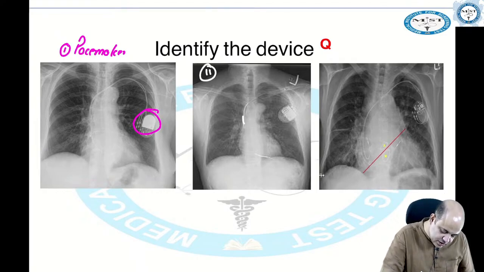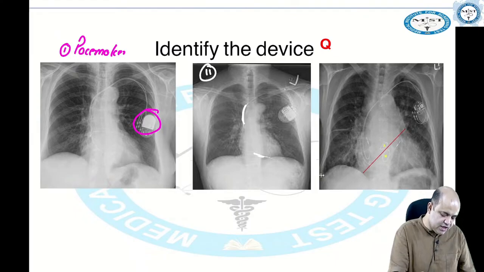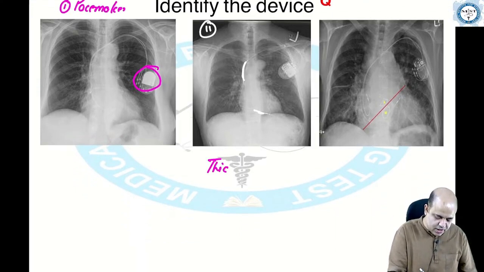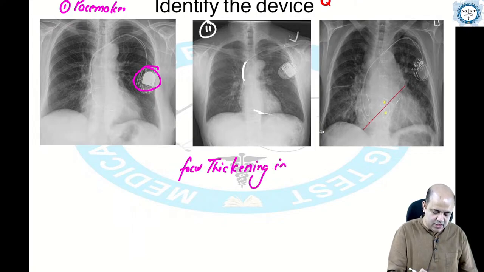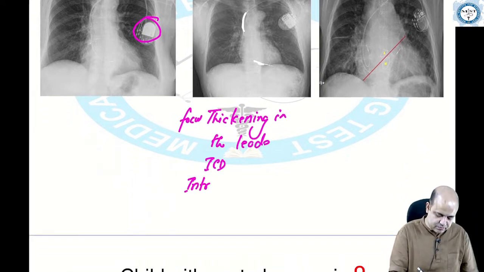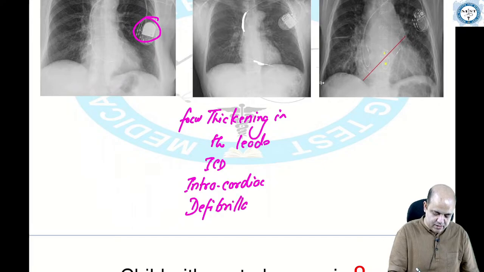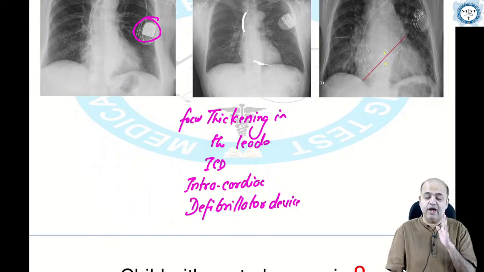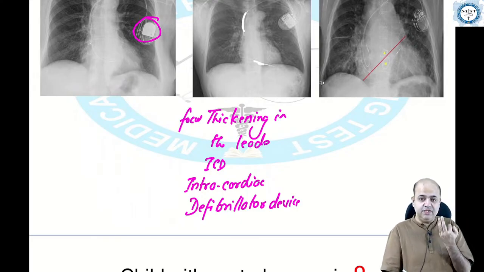Here we see there is thickening in the leads. If there is focal thickening in the leads, this is an ICD device. This is an intracardiac defibrillator device. How do you identify which is the prosthetic valve?